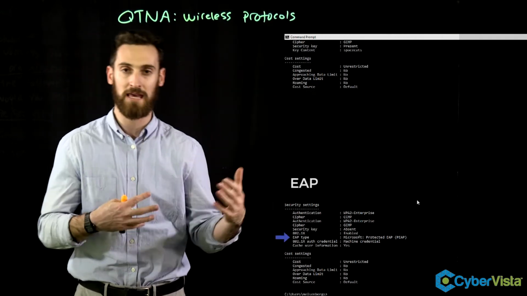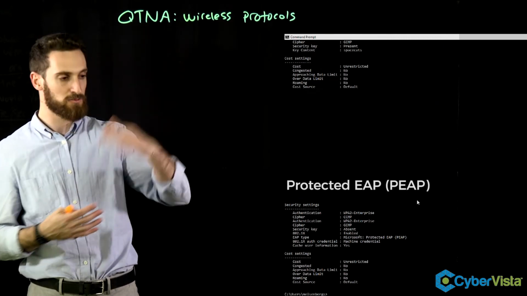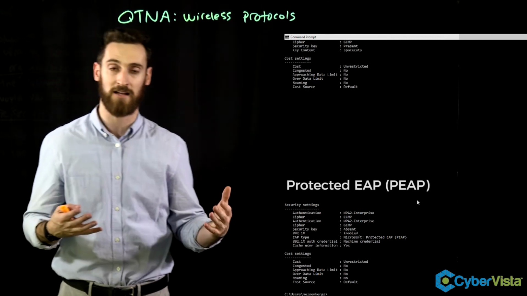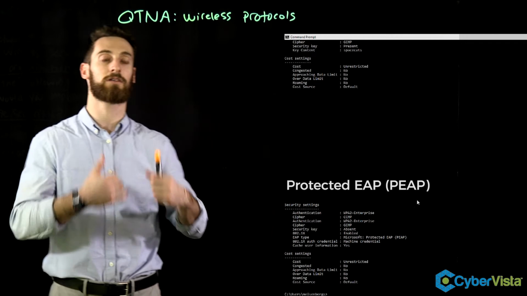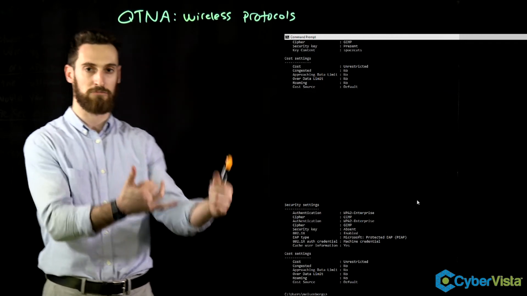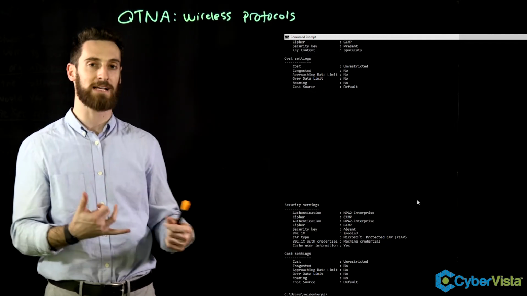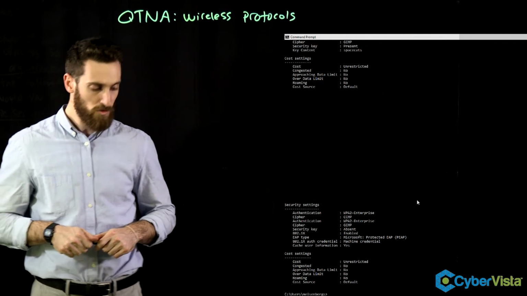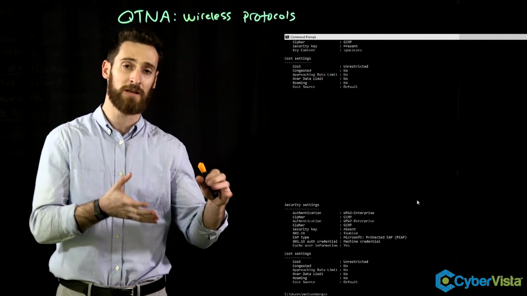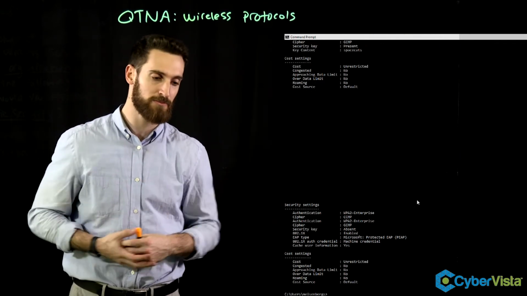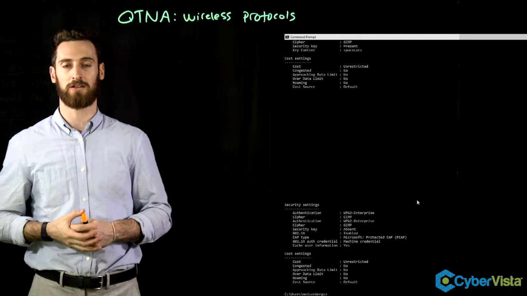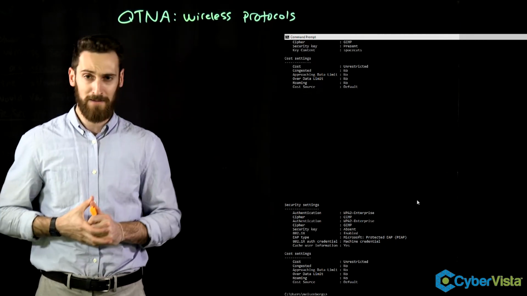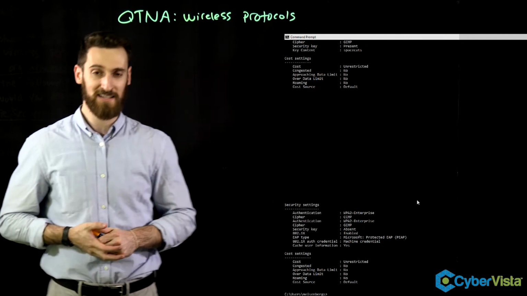It's actually PEAP, which stands for Protected EAP, and that's when you kind of wrap EAP in a TLS tunnel. But the idea is, again, we are authenticating using the EAP protocol rather than passing a password across the network, okay? So that's why enterprise mode is a little bit safer, and enterprise mode is typically seen in a large-scale organization, okay? So hopefully you learned something.